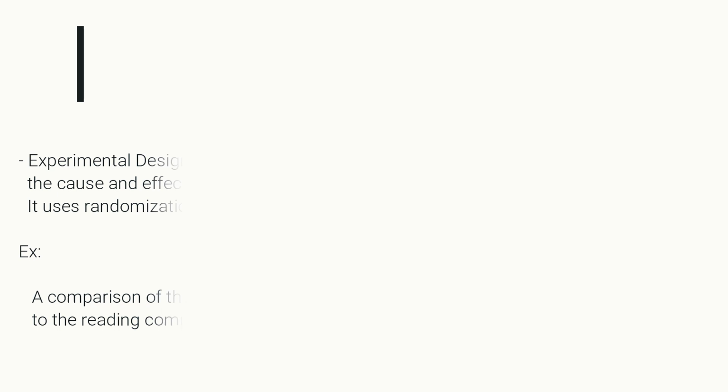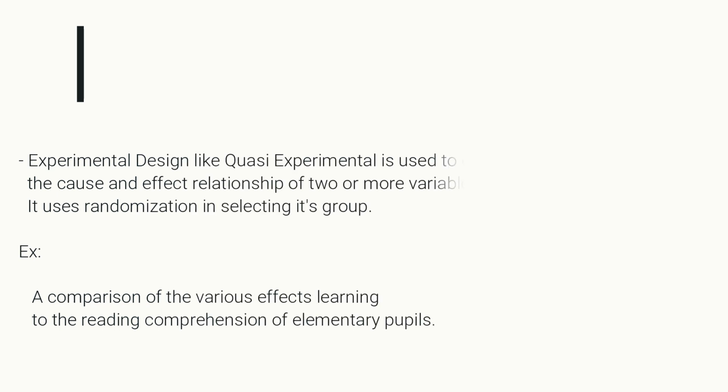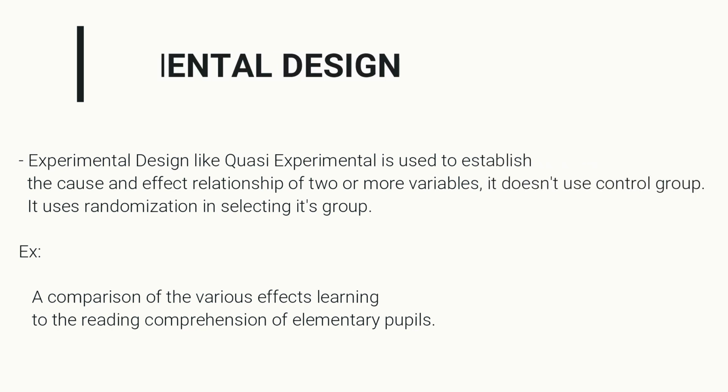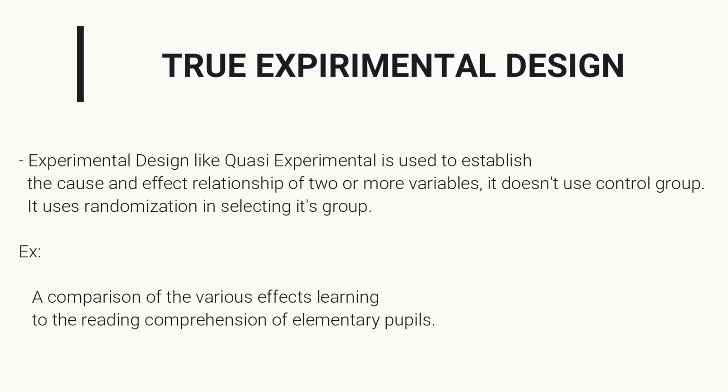So the next one, we have the true experimental design. True experimental design, like quasi-experimental, is used to establish the cause and effect relationships of two or more variables. It doesn't use a control group, it uses randomization in selecting its groups. The difference between the quasi-experimental and true experimental is that true experimental doesn't use a control group, instead it uses random sampling.